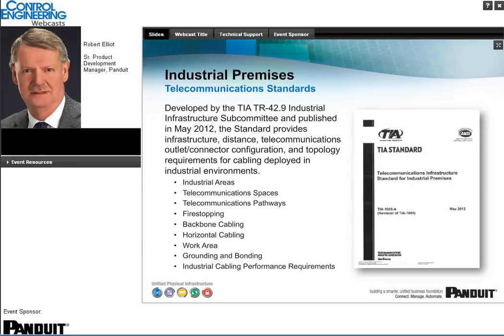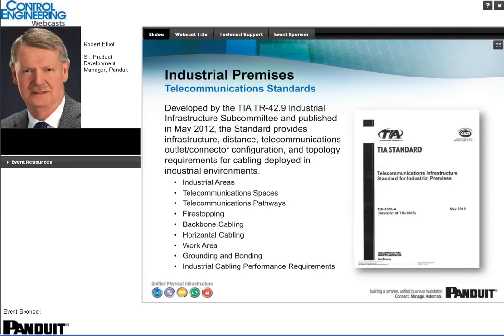So this kind of standard is an interface between that logical topology we showed just previously and what the actual network looks like in the real shop floor environment. And as such, this standard addresses industrial areas, what happens in those harsh areas. It talks about telecommunications spaces, where you should have racks and cabinets with equipment. It talks about pathways. It talks about fire stopping between walls.